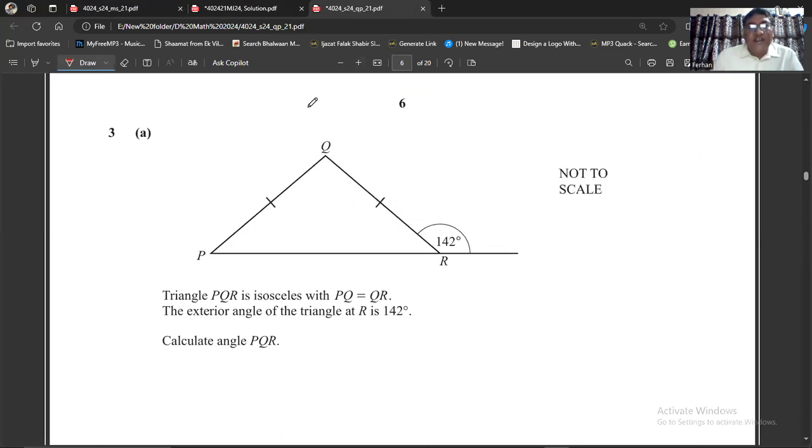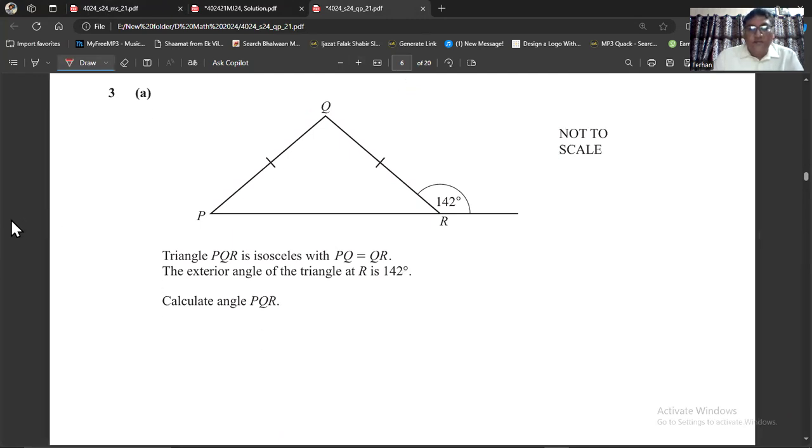And here we have its A part. It's a 2 marks question. The question, he says, triangle PQR is isosceles with the PQ equals to the QR. So these two sides, they are equal to each other. You know, when this is an isosceles triangle, so this angle and this angle, they will be equals to each other. The exterior angle of the triangle at R is 142. Calculate the angle PQR. So basically, they are asking me to find out this angle.